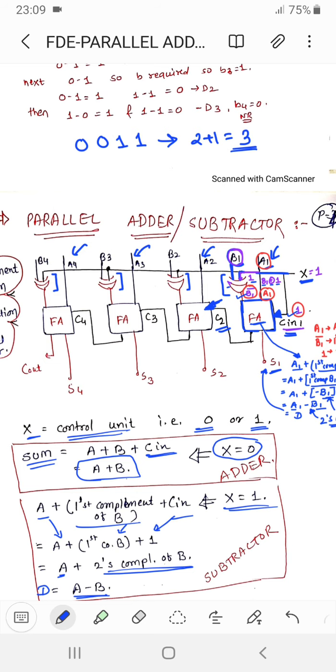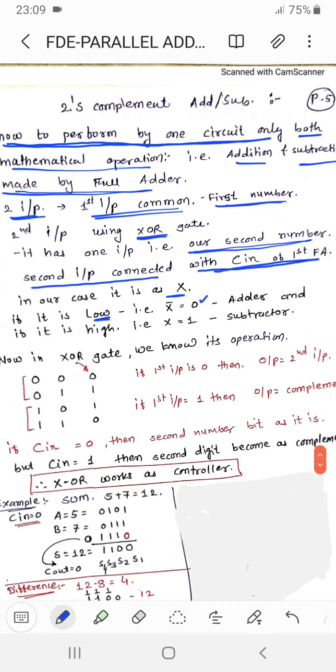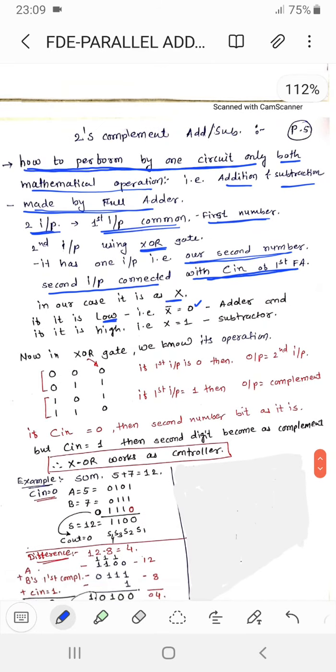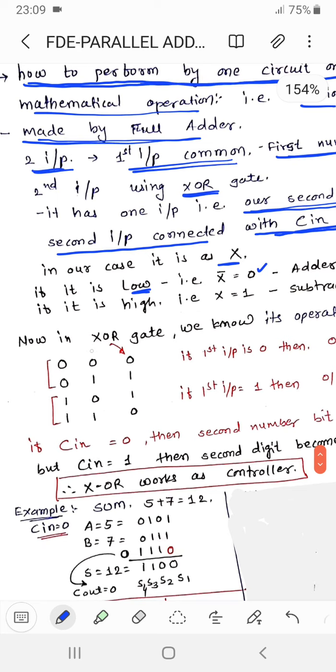So let me check both the operations in such a manner. How will it work, or how can you remember this thing about the operation of the XOR gate? In the XOR gate, exactly what happened? See, the XOR gate has two inputs.